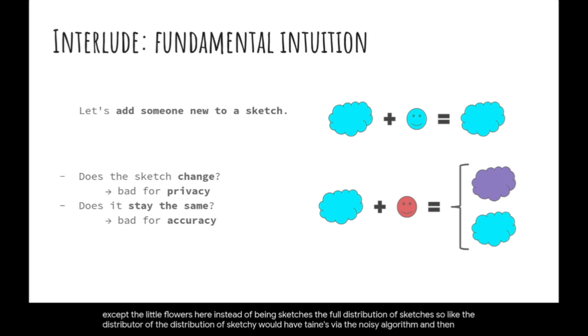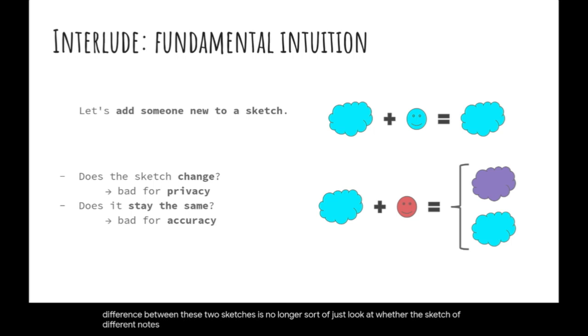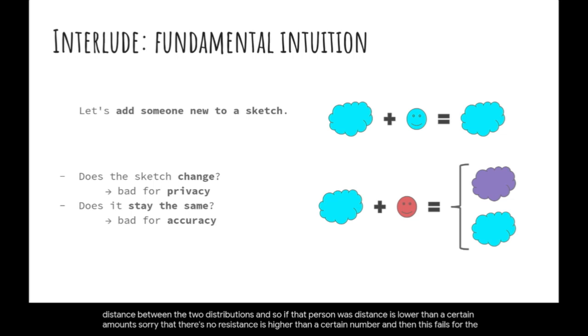And then the difference between these two sketches is no longer just whether the sketches are different or not. You measure this via, I think we use, the Earth mover's distance between the two distributions. And if that Earth mover's distance is higher than a certain amount, then the accuracy gets exponentially worse for essentially the same reason.